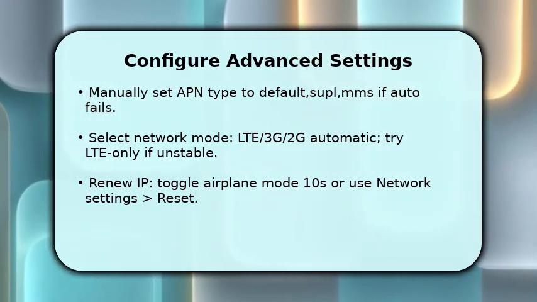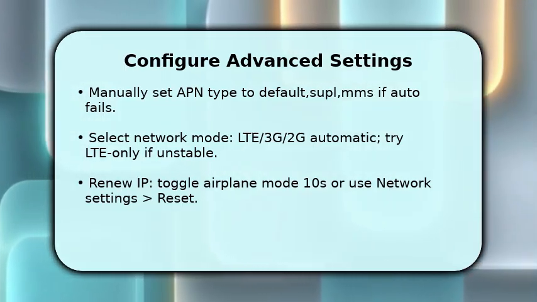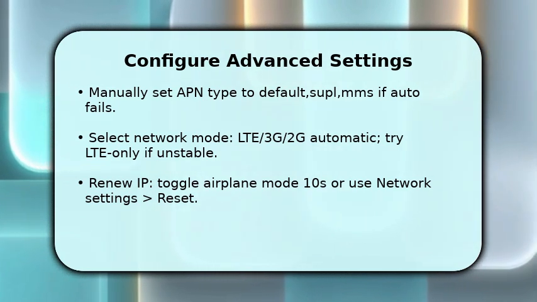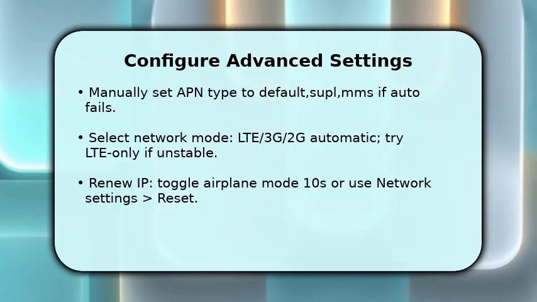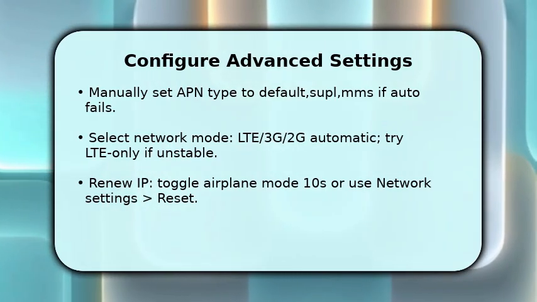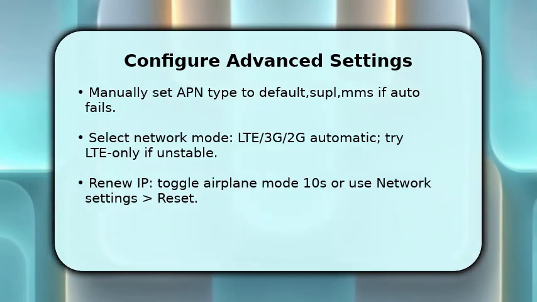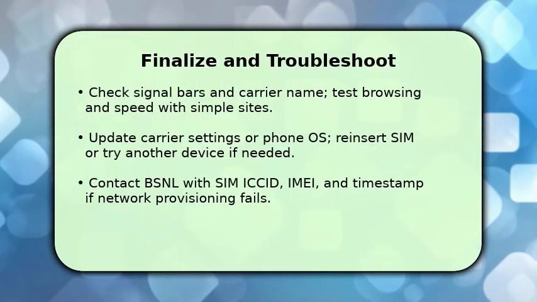Once configured, renew the IP by toggling airplane mode or using the network reset to clear stale sessions and prompt fresh authentication. Finish by verifying service. Watch for BSNL on the status bar, check signal strength, and load a lightweight web page to confirm data flow.